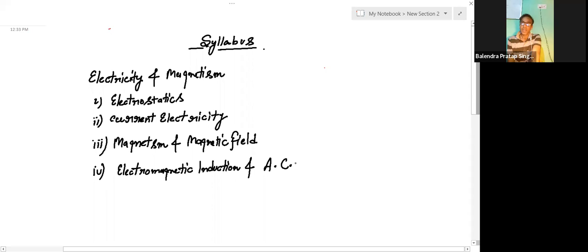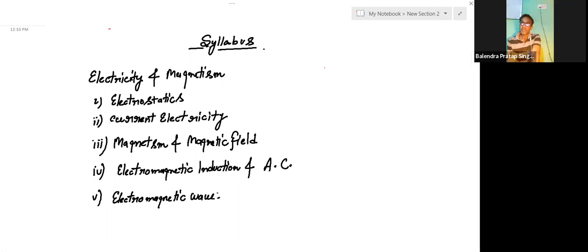And another part, included in this electricity and magnetism, is electromagnetic wave. So all these chapters are combined; they are all related to each other. We will start from electrostatics, then go to current electricity, then study magnetic field and magnetism, then electromagnetic induction and alternating current, and after that electromagnetic wave. Okay, so this is the part of electricity and magnetism.